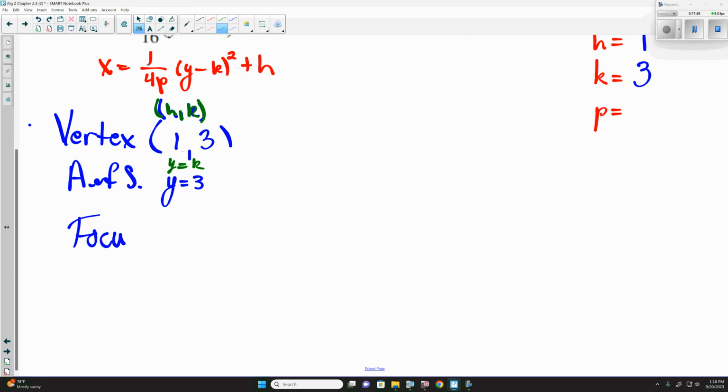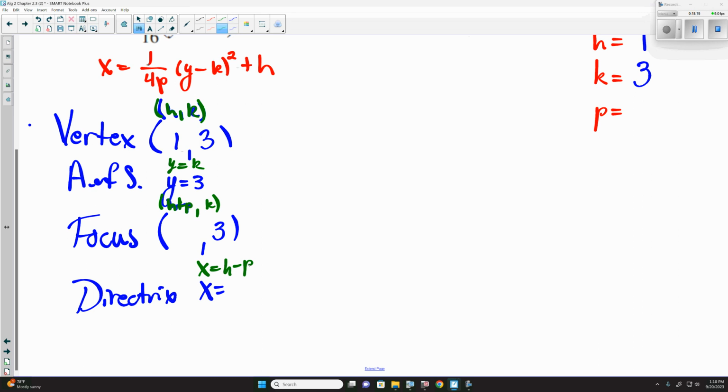Focus. For us here, the focus, if we look at the general form, is (h plus p, k). Now, do we know what p is? No, so I can't solve for h plus p, but I do know what k is. k is 3. And the directrix is x equals h minus p. Well, I still don't know what the value of p is, so I can't calculate that.